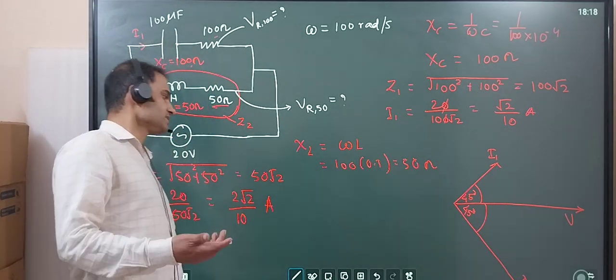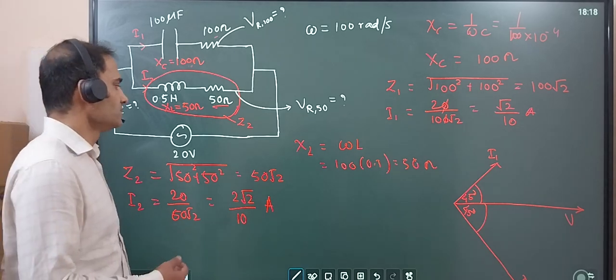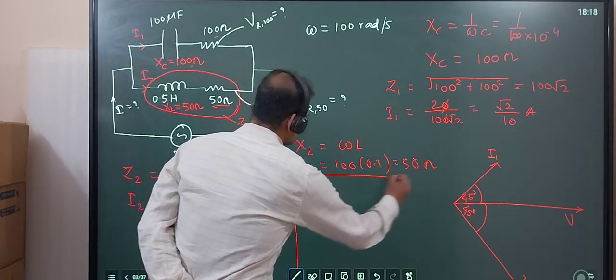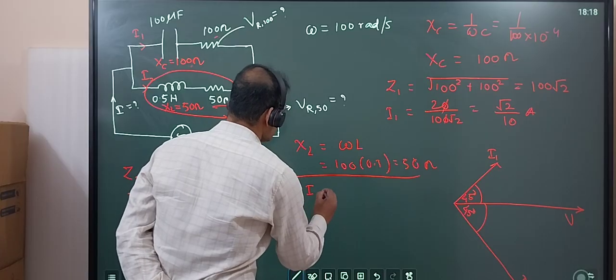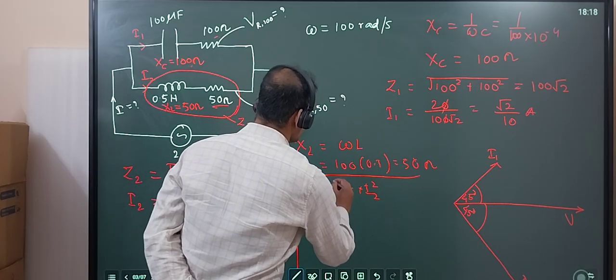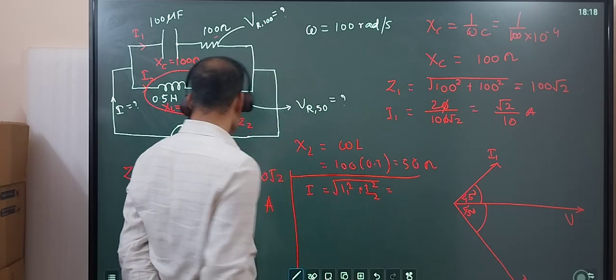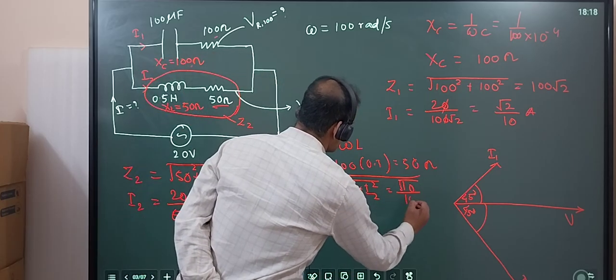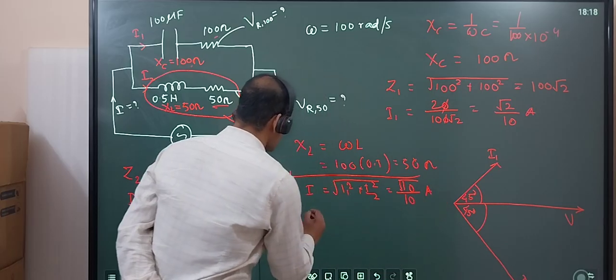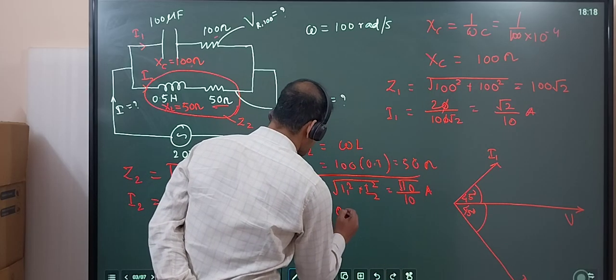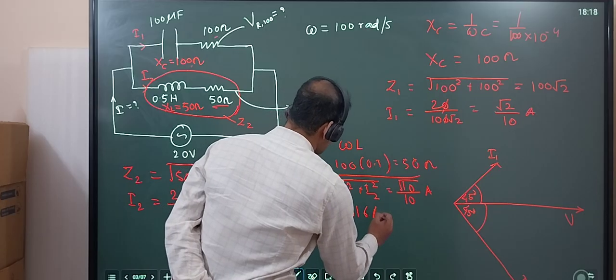So when two phasors are at 90 degree angle, we can easily find the sum, right? Phasor sum will be the square root of I1 square plus I2 square, and this will give you root 10 by 10 ampere. So I will be 0.316 ampere.